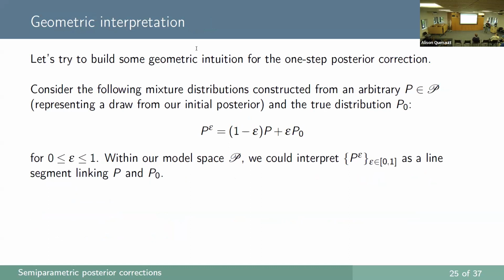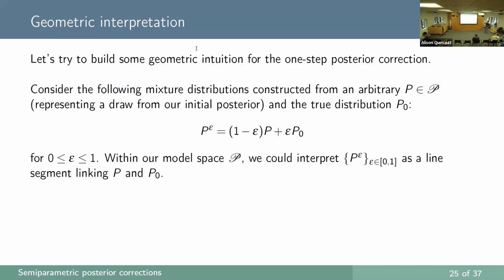So let's say we have some draw from our posterior. We have some kind of posterior sample of P, here I've just called it P. We want to start at P and then get closer to the truth, P naught. We have a starting point. We don't know the truth, but we'd like to get closer to it. So we think about the path that links P and P naught.